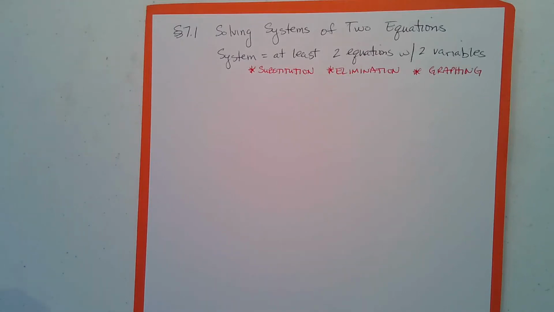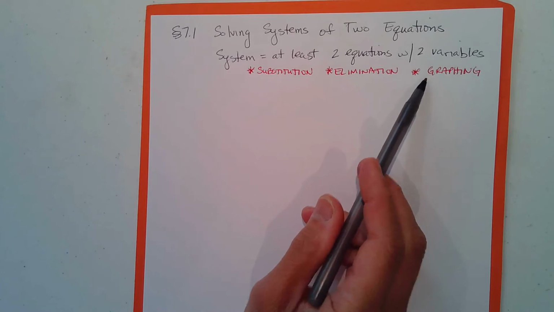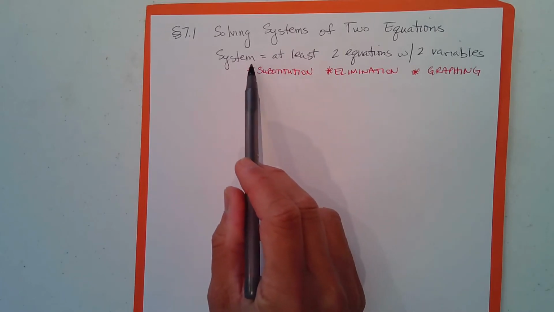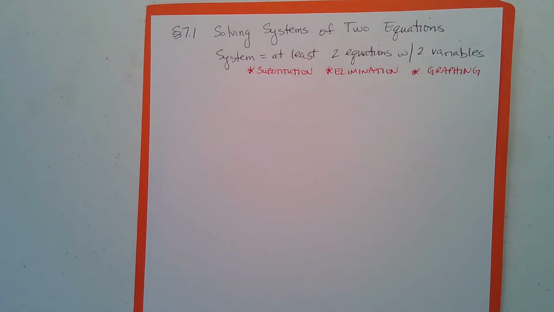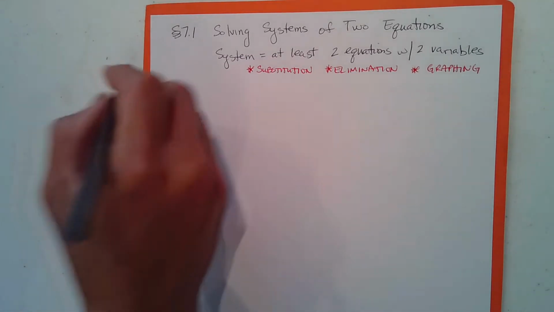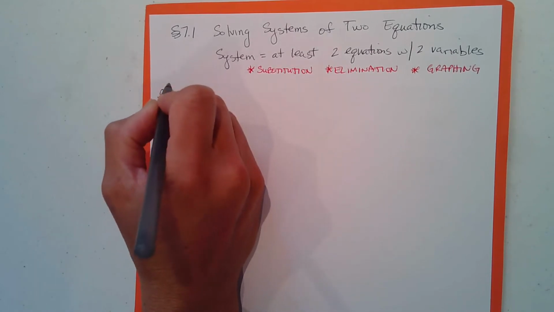Hello students, today we are going to learn how to solve systems of two equations by the substitution method, elimination method, and graphing method. Just recall a system is at least two equations with two variables. Example 1.